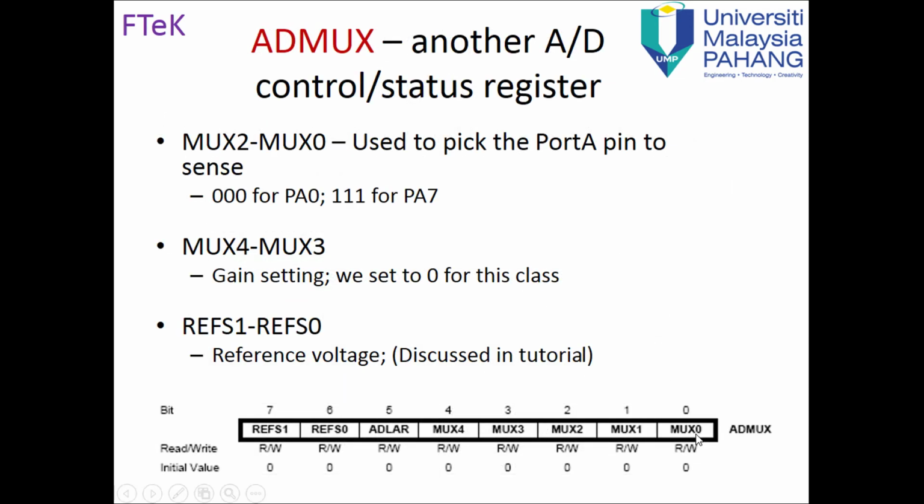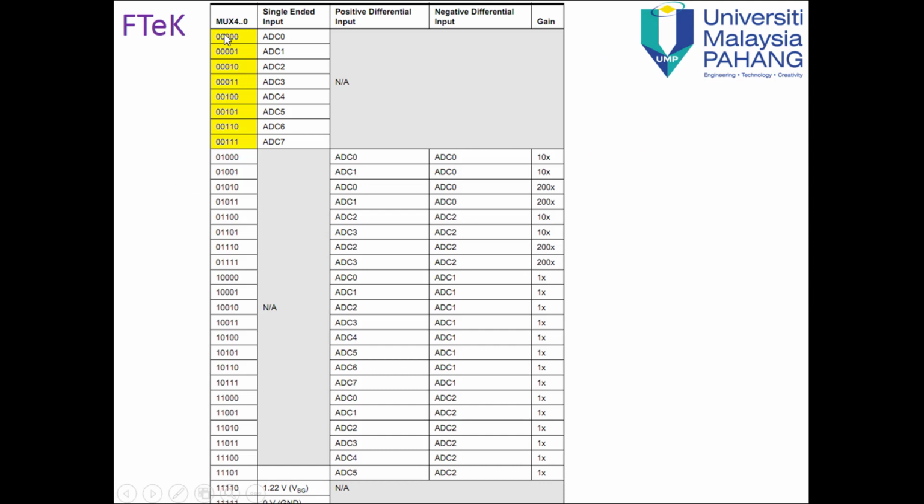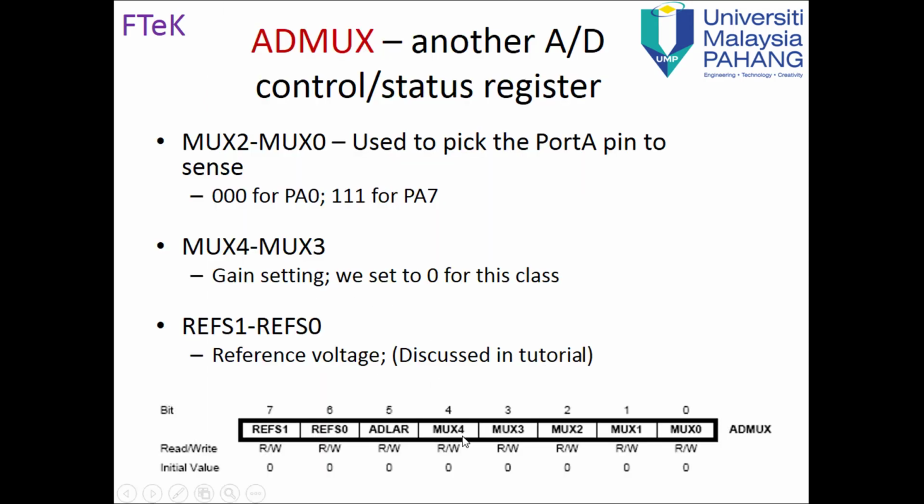MUX0, MUX1 and MUX2 will decide the channel. So if they are 0 0 0, it will be channel 0, and if they are 1 1 1, it will be channel 7. Bits 3 and 4 are used for gain, and REFS1 and REFS0 are used for voltage. Actually, how to change the reference from the default 5 volts is using these two, but we are not speaking about them now. I will speak about them in the example.